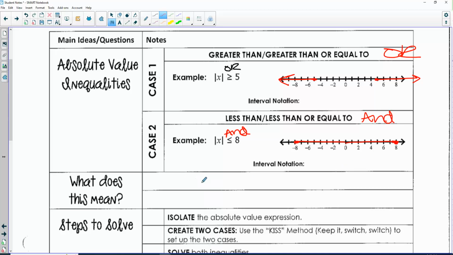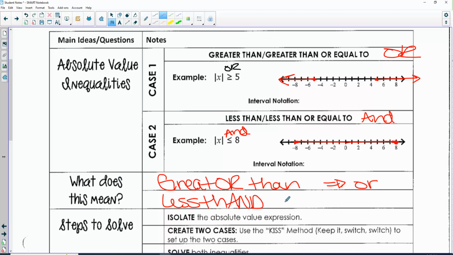So what I like to think is, if it's a greater than, we have an or statement. Less than is like an and. That's a trick to help remember it. So with greater than, we will have two separate answers. If it's a less than, our answer will be in between two numbers.